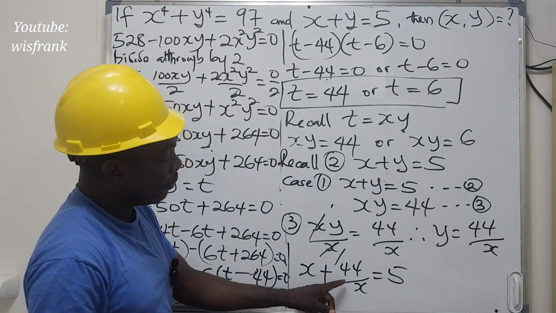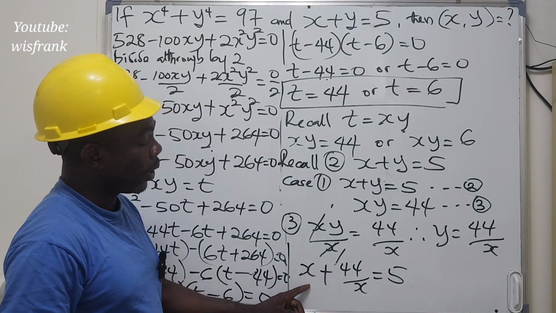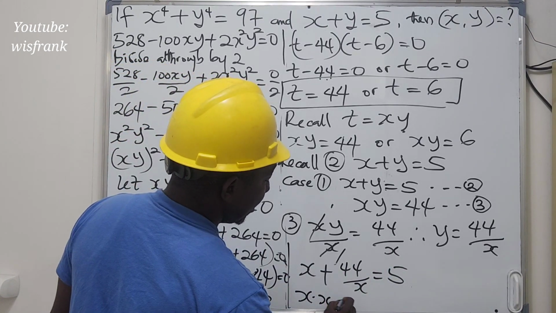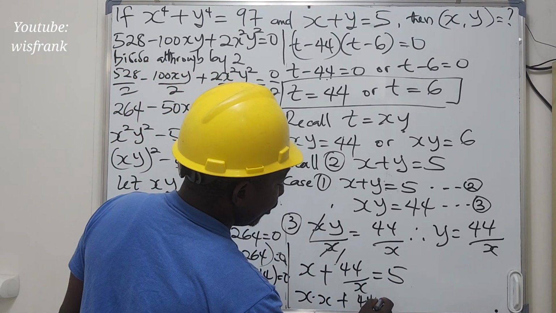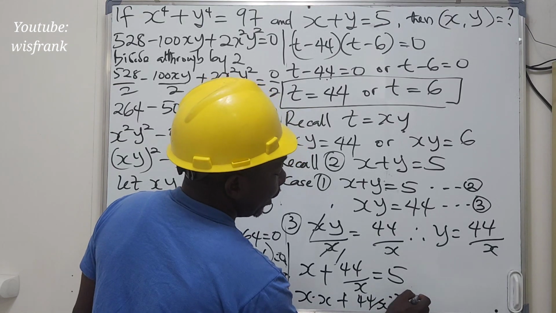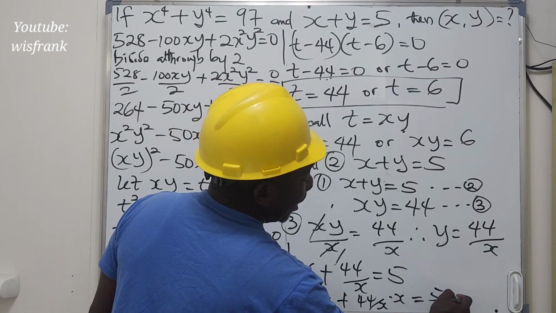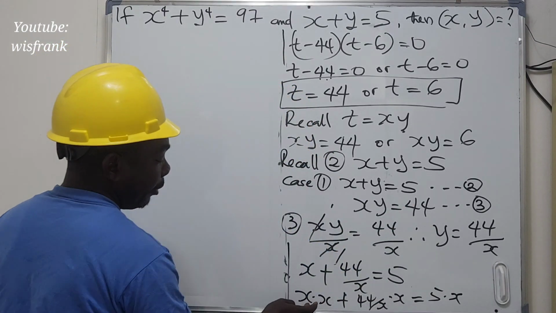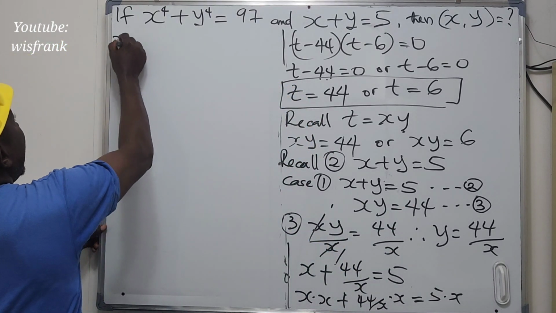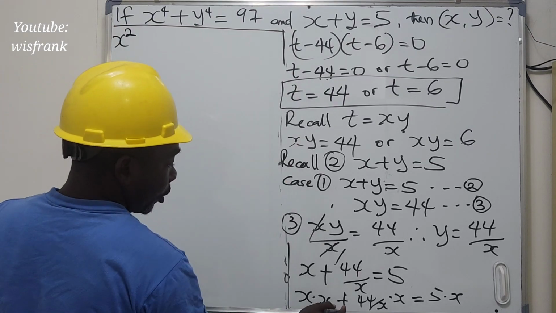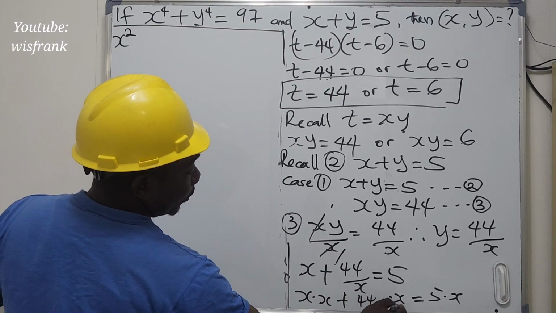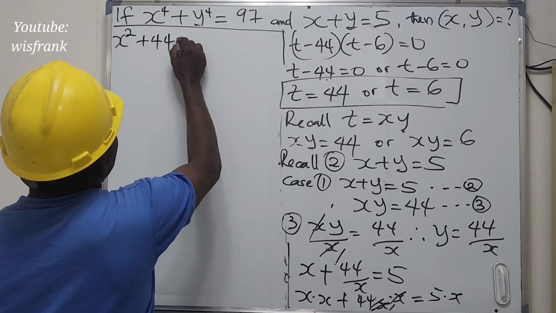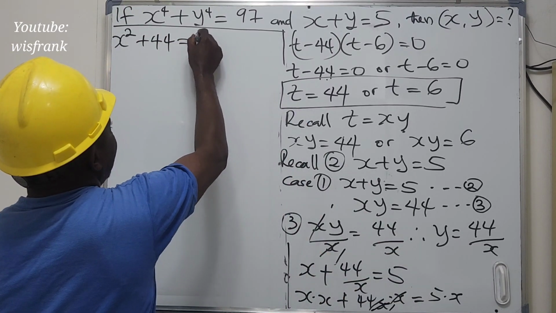So here, we have a fraction. For us to clear this fraction, we have to multiply all through by x. So this will become x times x plus 44 all over x times x equals 5 times x. So we clean this. As we said, we have x times x, which will give us x to the power of 2. So we also have plus. X will cancel here and x will cancel here. We are now left with plus 44. So equals 5 times x, which will give us 5x.